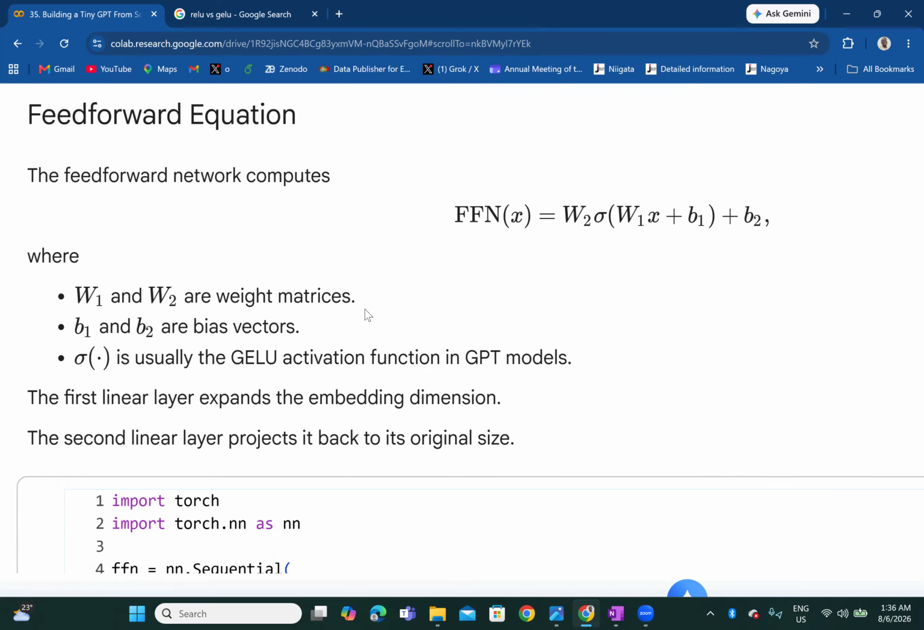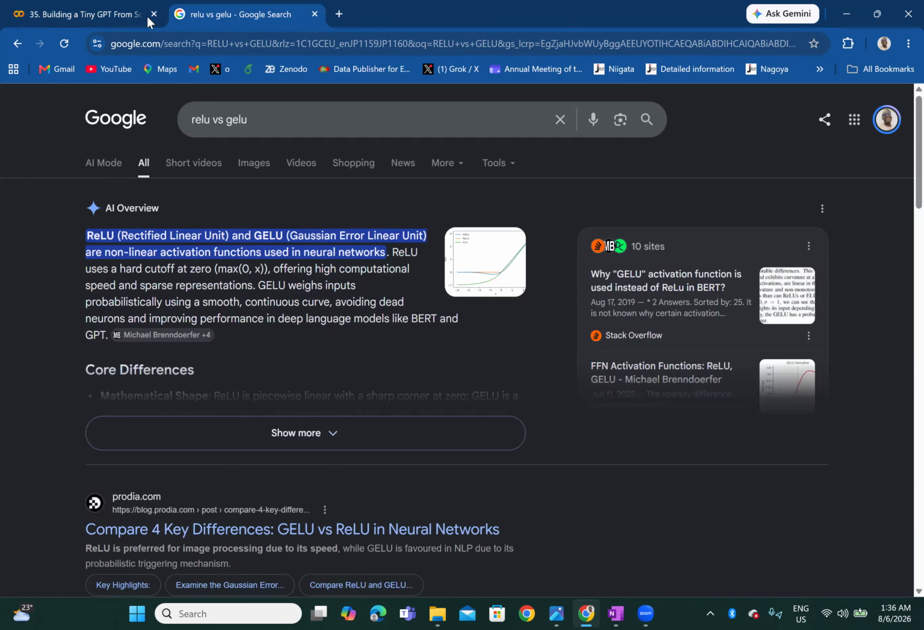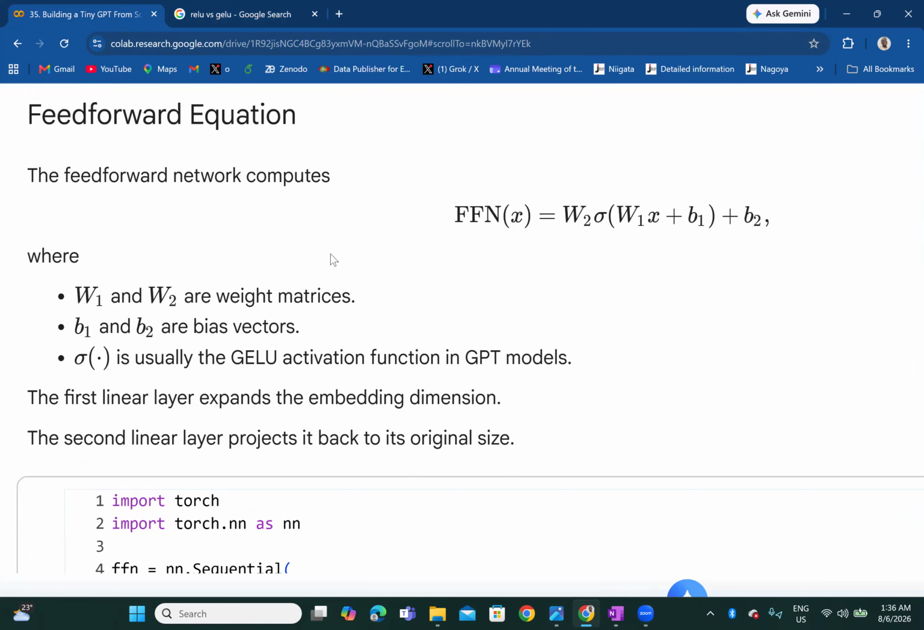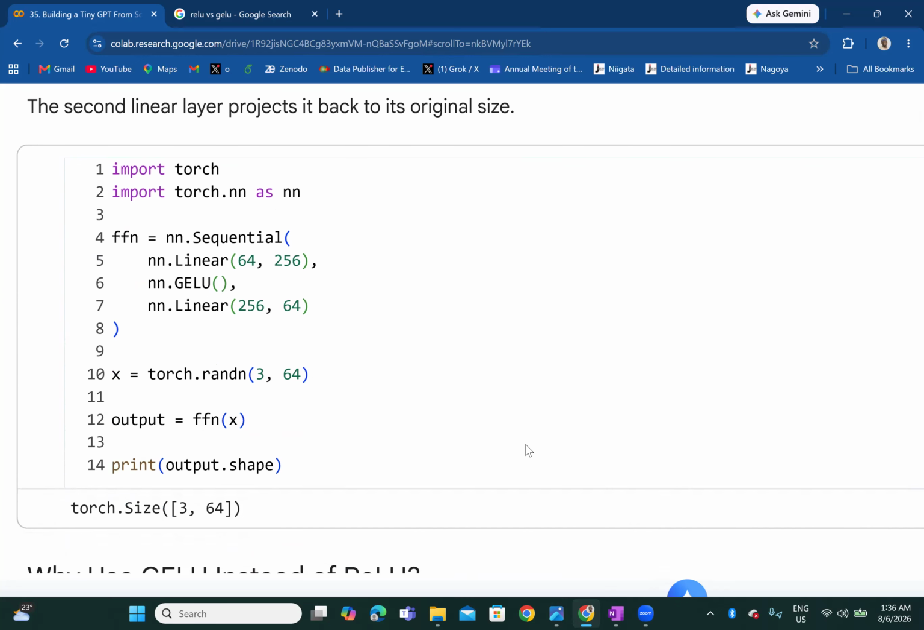W1 and W2 are weight matrices, B1 and B2 are bias vectors. Sigma is usually the GELU activation function, the Gaussian error linear unit, in GPT models. So you throw this linear transformation into the GELU activation function. The first linear layer expands the embedding dimension. Then the second linear layer projects it back to its original size.